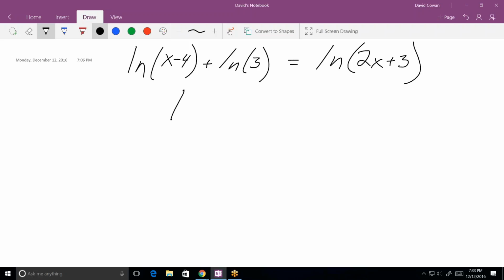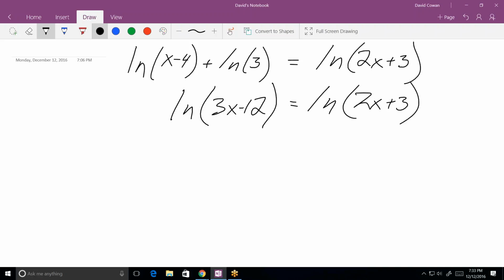If I want to write that as a single log statement, what is it? So natural log of, and then since it's addition, we're going to multiply by 3 times that. What do you get? 3x minus 12. Equals the natural log of 2x plus 3. And now, if I've got the natural log of one thing equals the natural log of a different thing, then those things have to be equal. In other words, I can now set the arguments equal to one another.